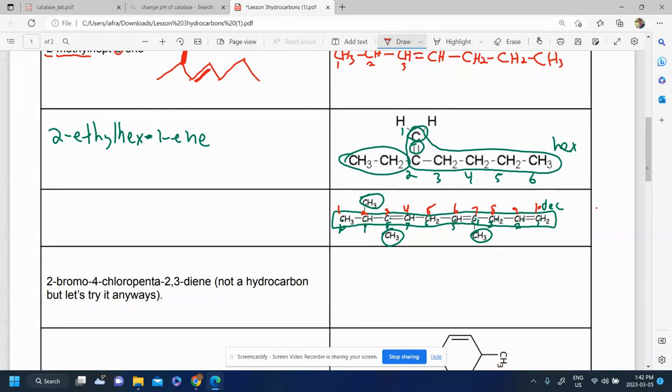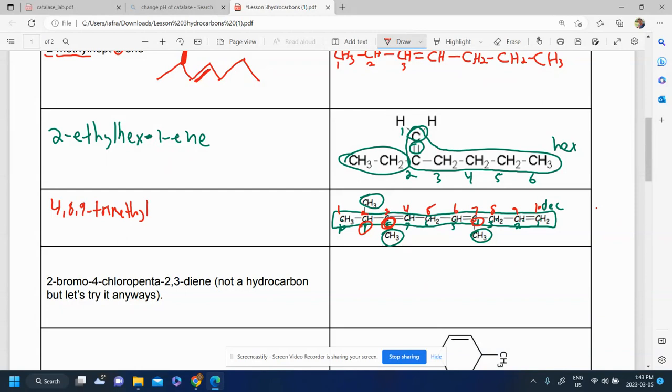So if we do that, we have a methyl at carbon number 4, at carbon number 5, and at carbon number, so 1, 2, 3, 4, 5, 6, 7, 8, sorry, carbon number 8 and carbon number 9. So we have 4, 8, 9. Oops, that's a comma. 4, 8, 9.